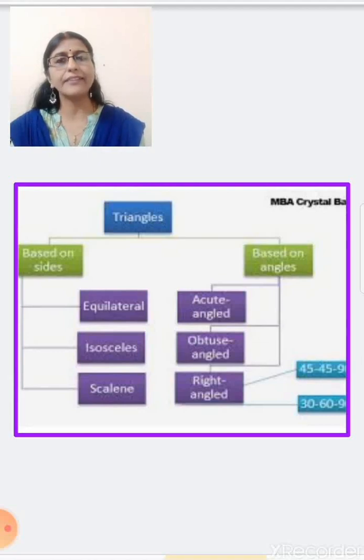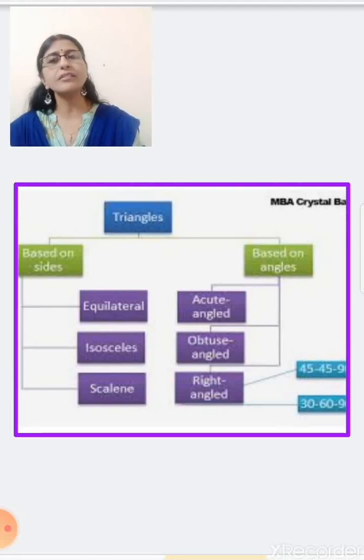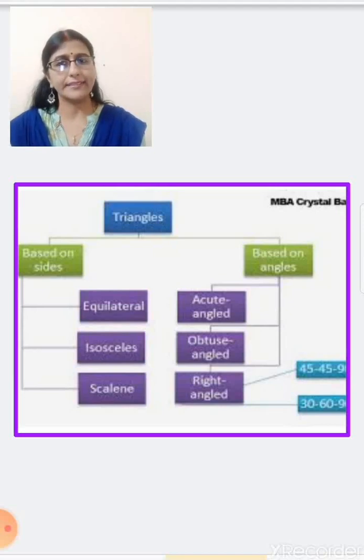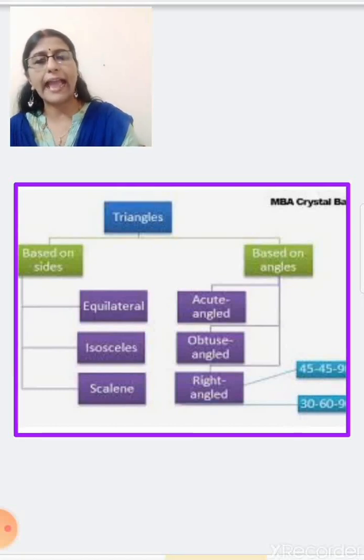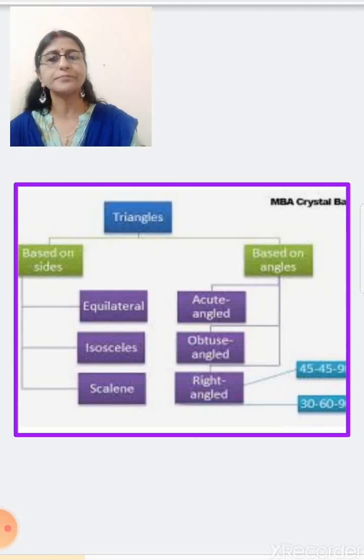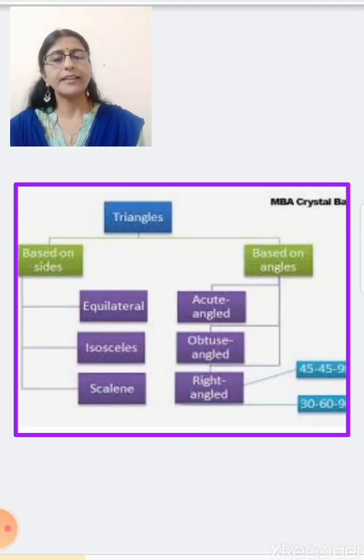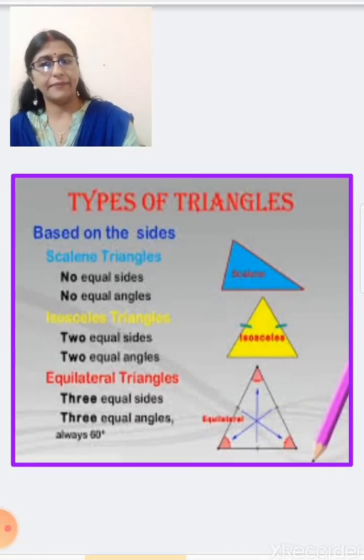Now triangles are divided into groups based on sides and angles. So let us see what they are. First we will see based on sides, they are divided into 3 groups. That is equilateral triangle, isosceles triangle, scalene triangle. And based on angles, they are divided into 3 groups. That is obtuse angle triangle, acute angle triangle and right angle triangle. Now let us see about what they are.